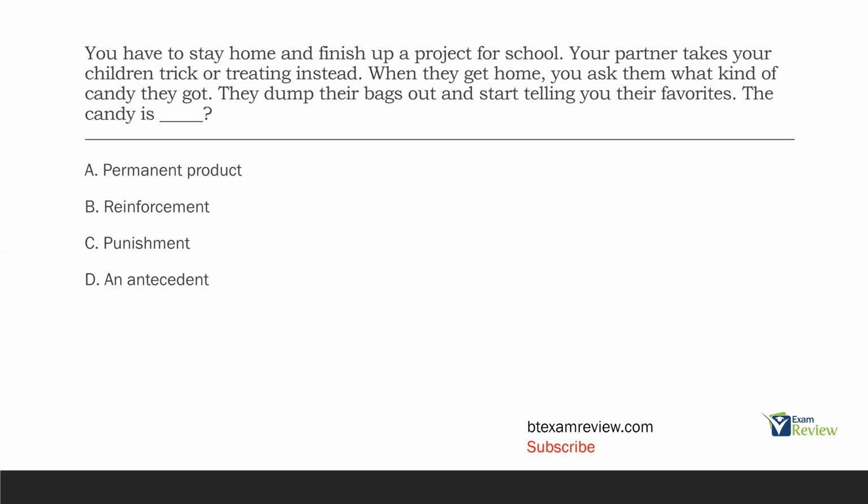The kids went around the neighborhood, they went trick-or-treating, they got in costumes, they put everything in bags, et cetera, et cetera, et cetera. You didn't see any of this, but you can still measure how much candy they got, what kind of candy they got, what's their favorite, and you can do that because of permanent product. The responses and the behaviors of trick-or-treating produce the candy, produce that product.